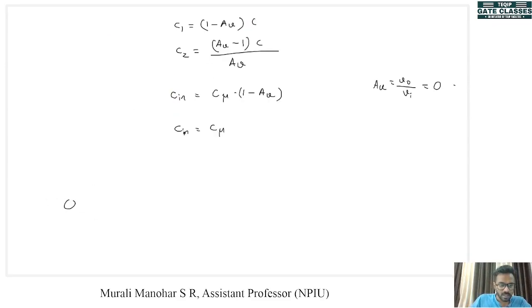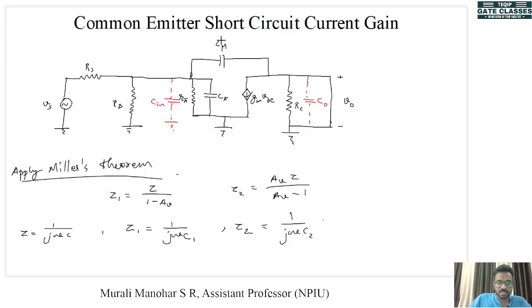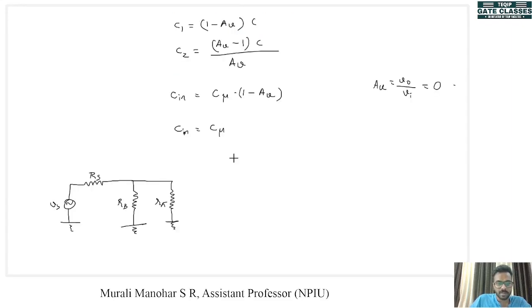So there is our Vs, Rs, Rb, then comes our R pi, and this C mu is converted to C in and C out. C in is now C mu. So this C mu is connected across this C pi. So the parallel combination of C mu and C pi will be across this terminal.